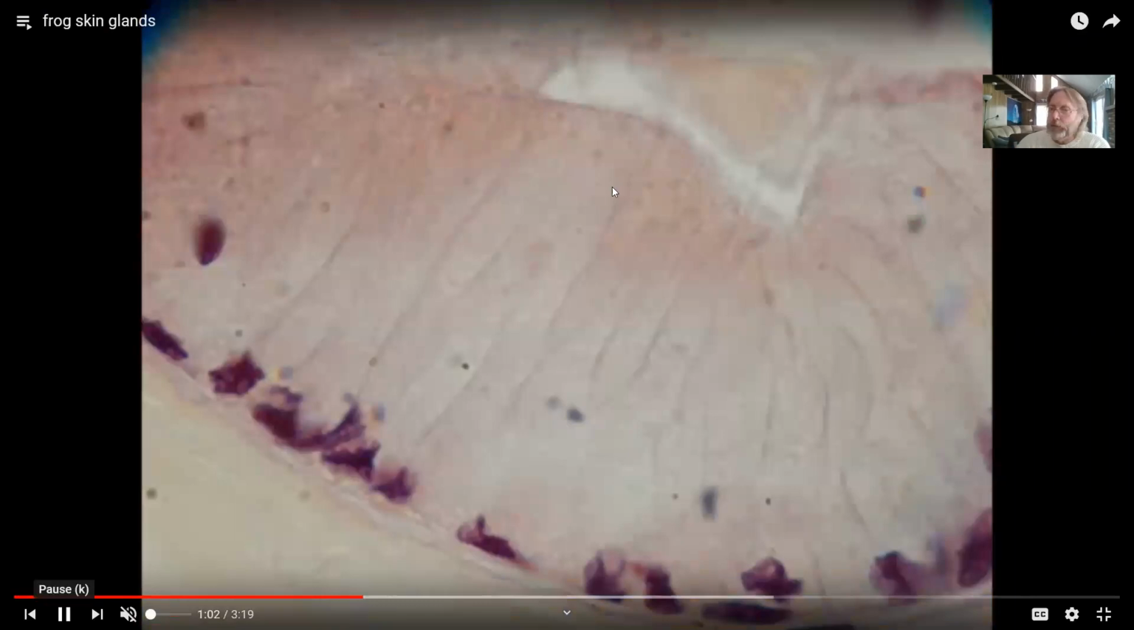Now notice the cells here are very large. They have a lot of cytoplasm, but the nucleus tends to be around the exterior of the gland, with this cytoplasm moving towards the interior. Sometimes these cells can fuse. Cells sometimes do that and form a fused mass of cells known as a syncytium.